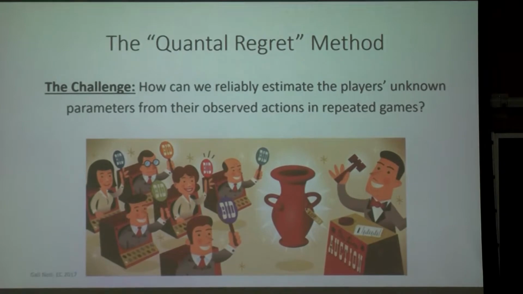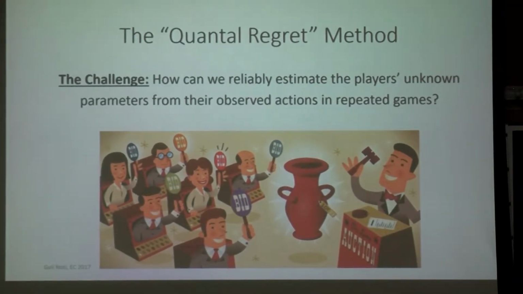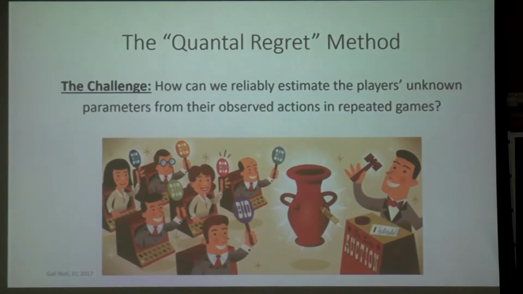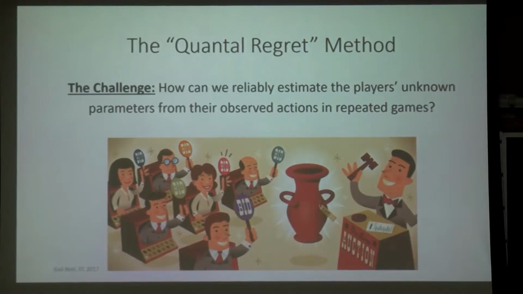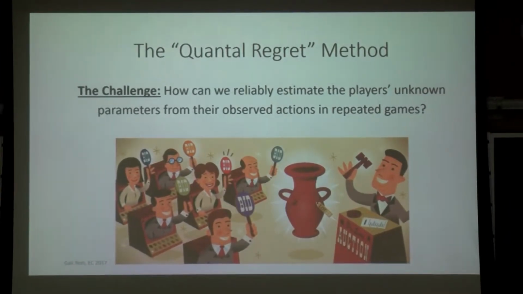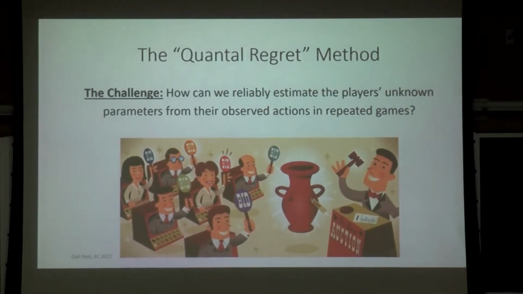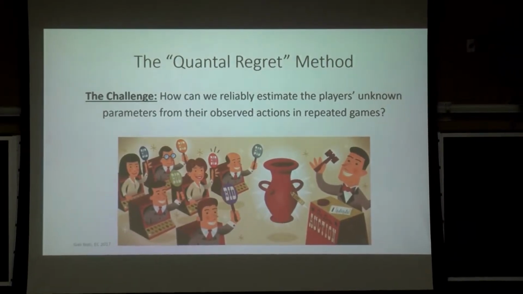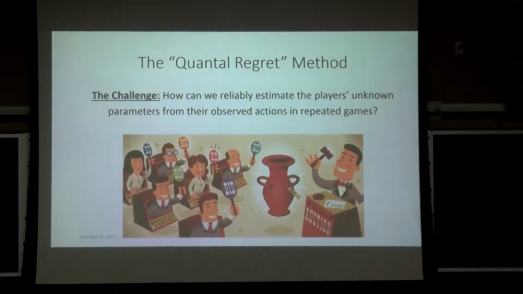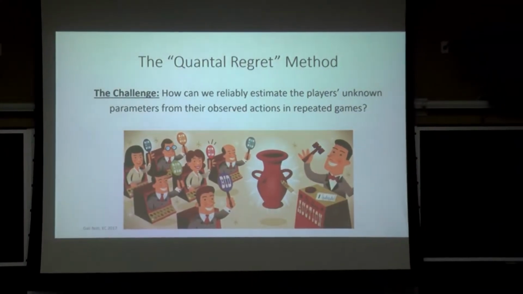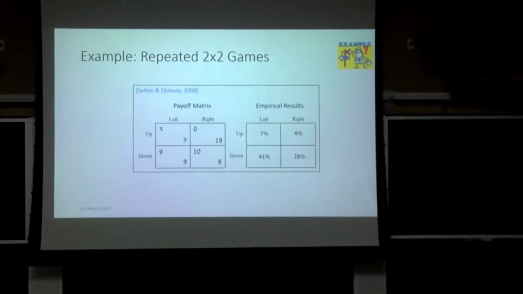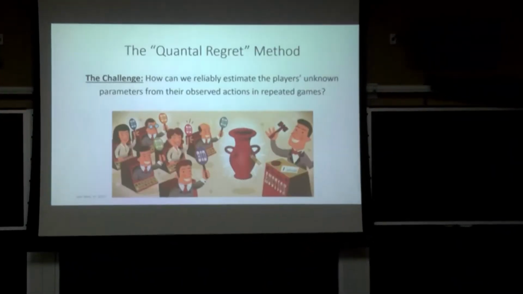And in this work we suggest a new method that we call the Quantal regret method that addresses the following challenge. So let's look at this picture here and assume that we are looking at some empirical data of human players who played some game repeatedly. And in the data we can observe the actions that the players played, for example, the sequence of bids that they made in repeated auctions, but we cannot observe their private parameters, such as their true values, by how much they really value this item for sale.